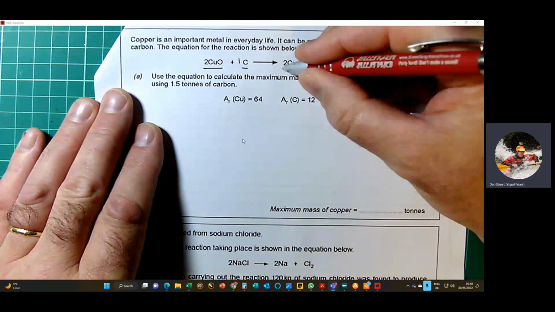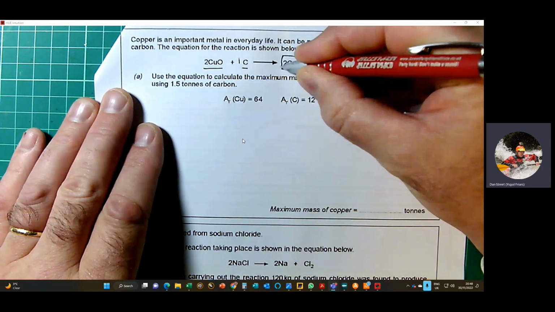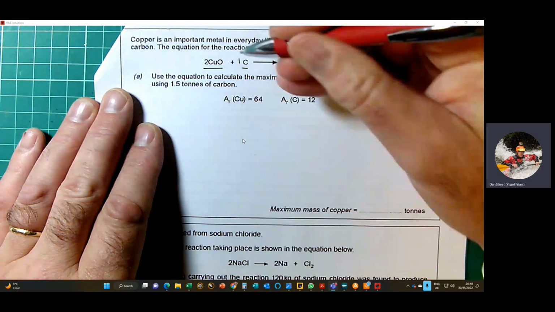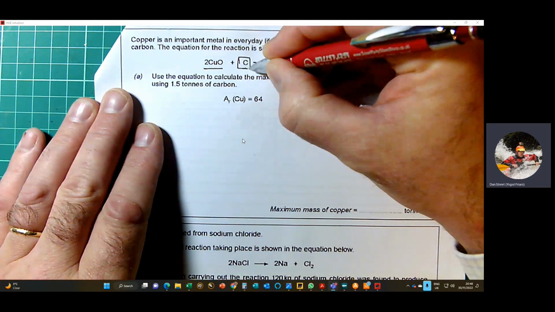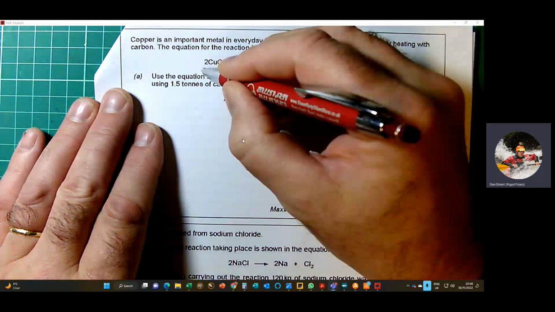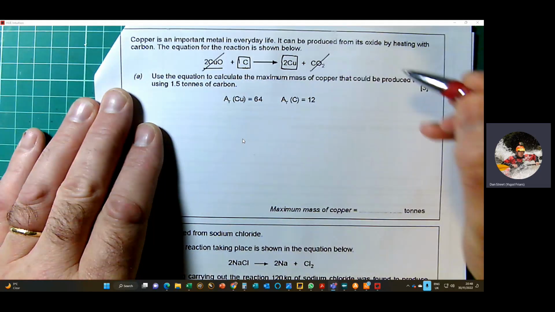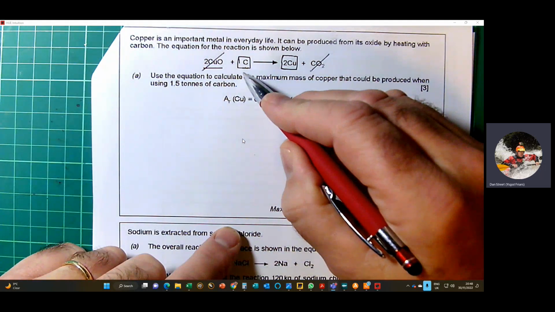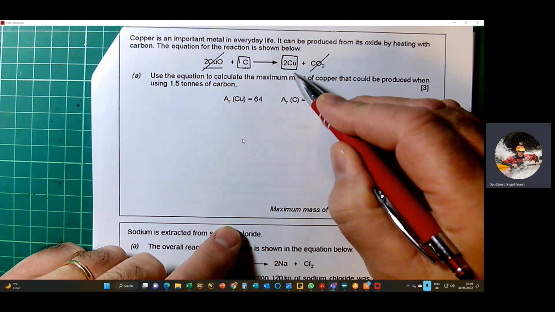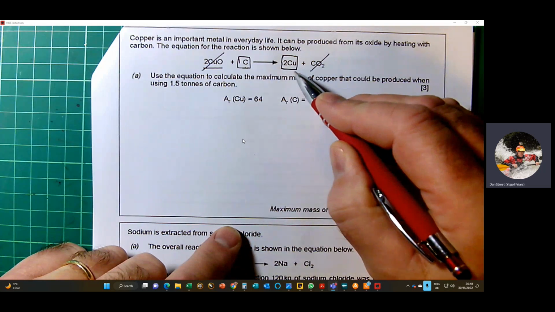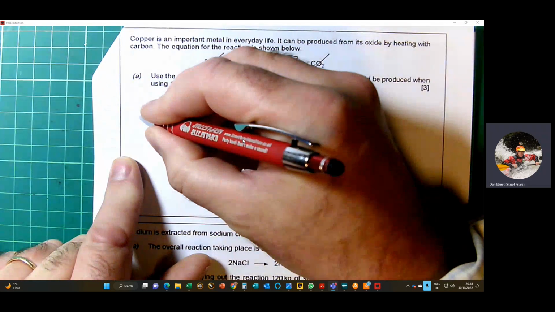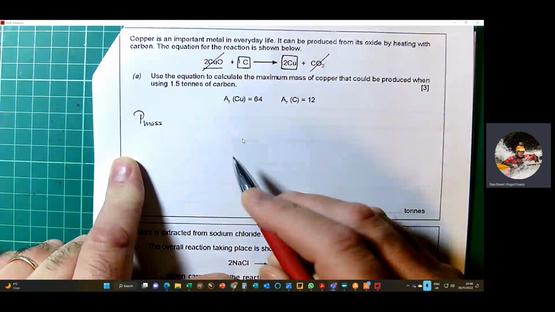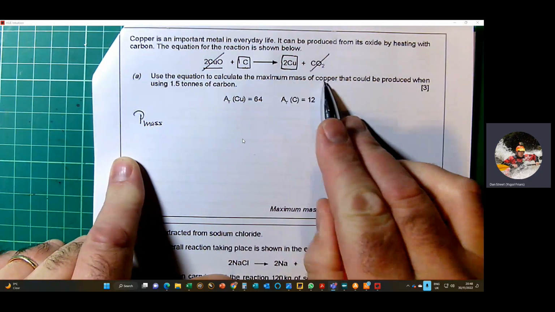Okay, so here's copper is a chemical of interest that could be produced when using 1.5 tons of carbon. Okay, so these are the 2 chemicals that we're interested in. We don't need to worry about that one. We don't need to worry about that one. Okay, so this here is the reactant, and this is the product. Okay, so if we take the equation that we just worked out, we're interested in the product mass. Okay, because the question asks for the maximum mass of copper.